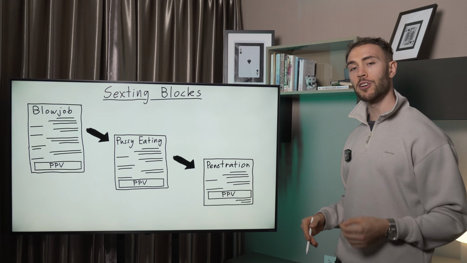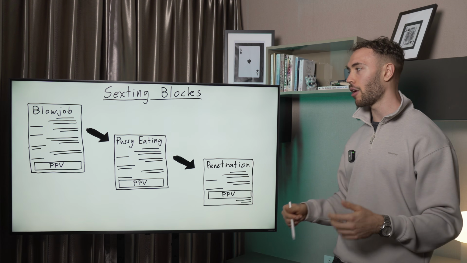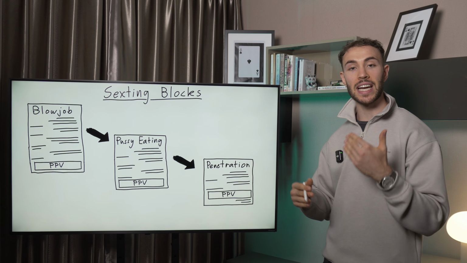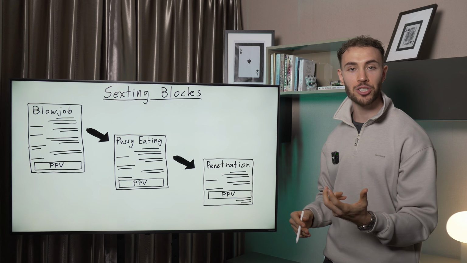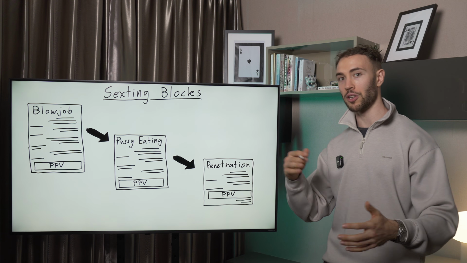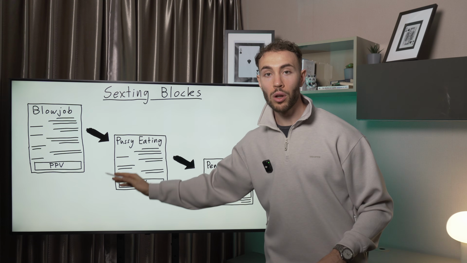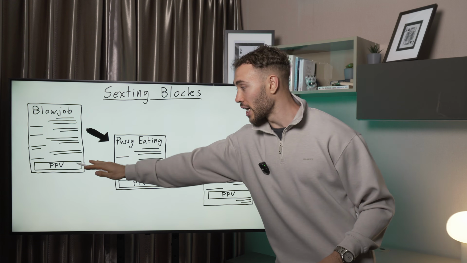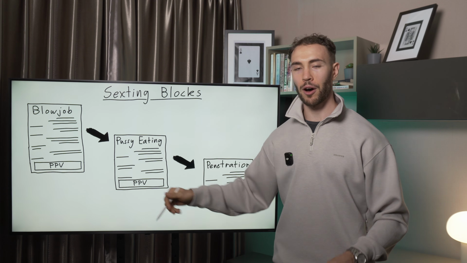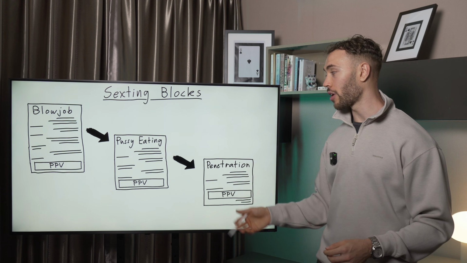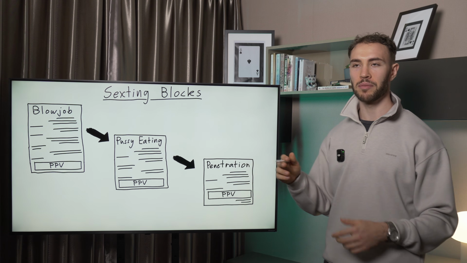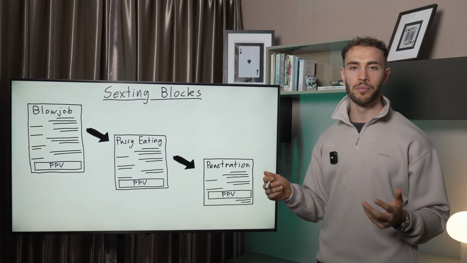For example, the first block may be sexting about a blowjob, using lots of detail, really helping them to imagine it. While you were doing your set, I would slowly put my head down, staring into your eyes, all that stuff. All of this is that block which leads up to our pay-per-view. So that's our blowjob block. The next block is pussy eating, something that some subscribers might find more exciting.